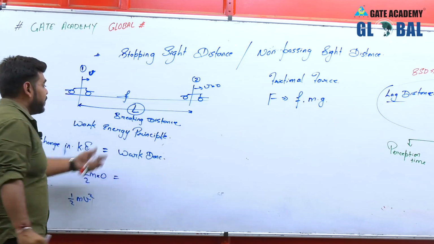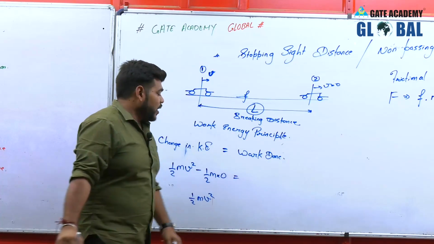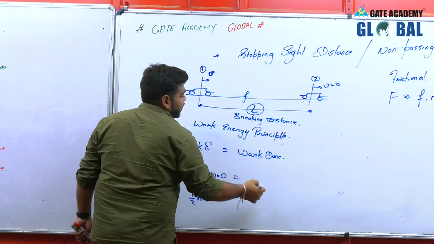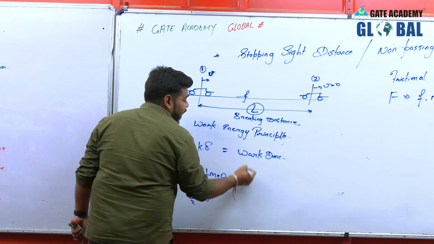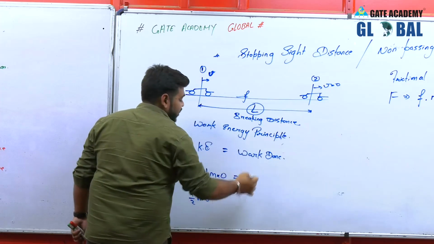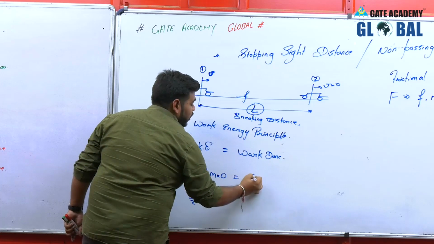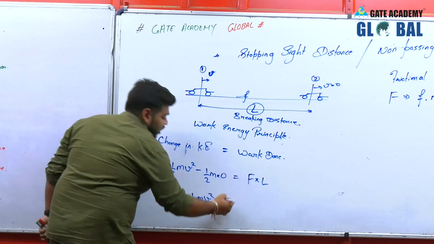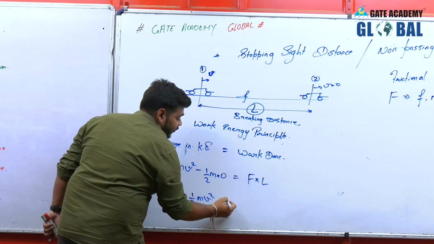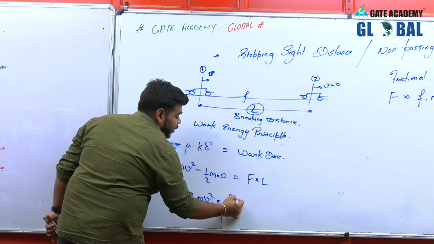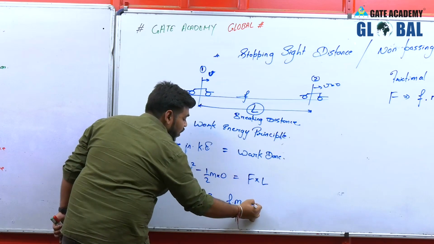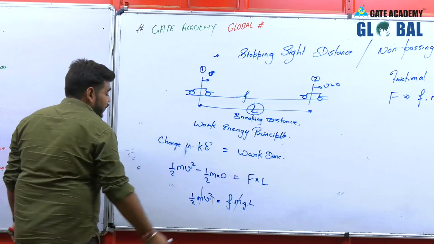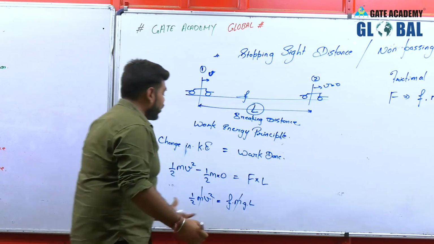I'm getting braking distance equal to L. So we can say the change in kinetic energy is equal to work done, and work done is equal to frictional force multiplied by the distance covered in this process. So it is equal to capital F multiplied by L. By putting the value of F, we get F equals m into g, times L. We can cancel out mass from both sides, so we come to know the value of braking distance.